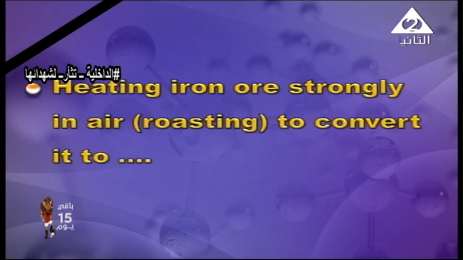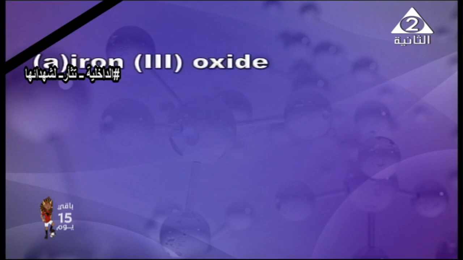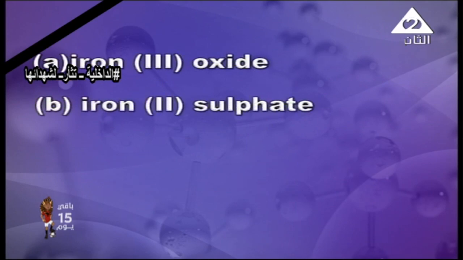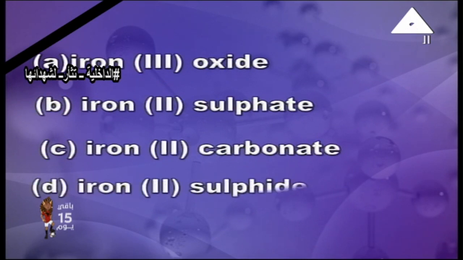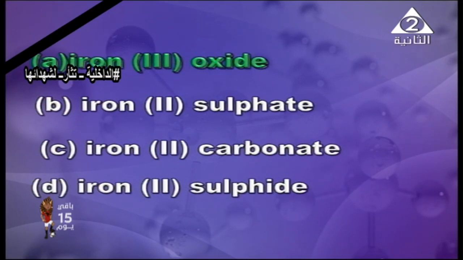Next point. Heating iron ore strongly in air, which is called roasting, converts it to what? Iron to iron(III) oxide, iron(II) sulfate, iron(II) carbonate, iron(II) sulfide. If you think about it and write the chemical equation, it will be iron(III) oxide.